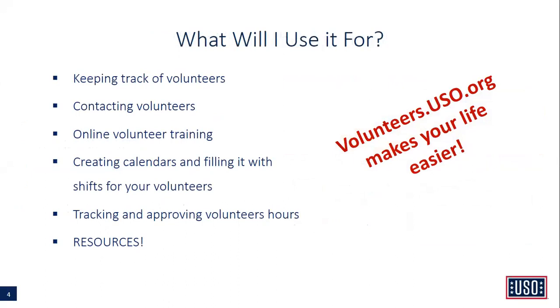To begin, let's talk about what we will use the volunteer management system for. First, the VMS is how we at the USO keep track of all 30,000 of our volunteers. It is how we contact our volunteers, and it is where new prospective volunteers complete their online training. The VMS is used to create calendars and fill it with shifts for volunteers to sign up for, and the VMS is also where we track and approve volunteer hours.